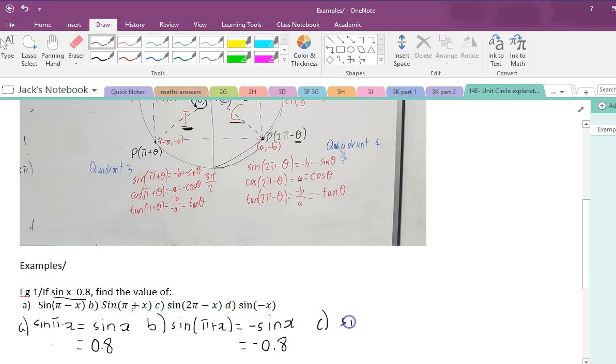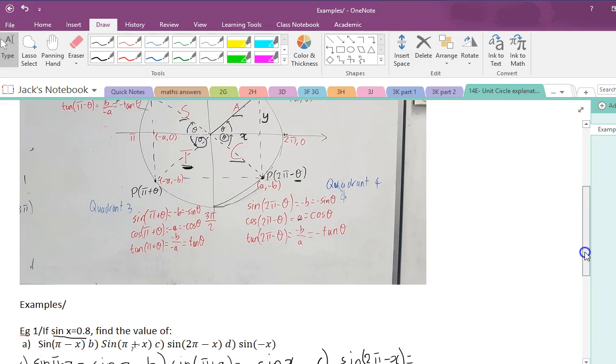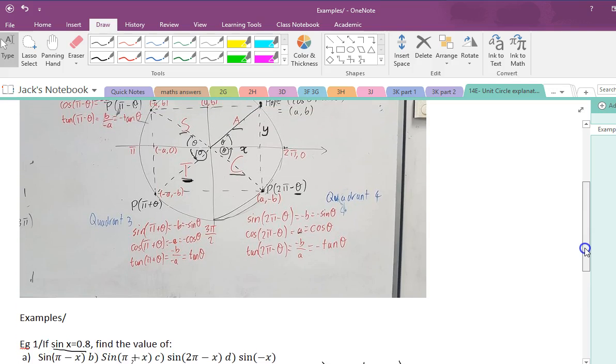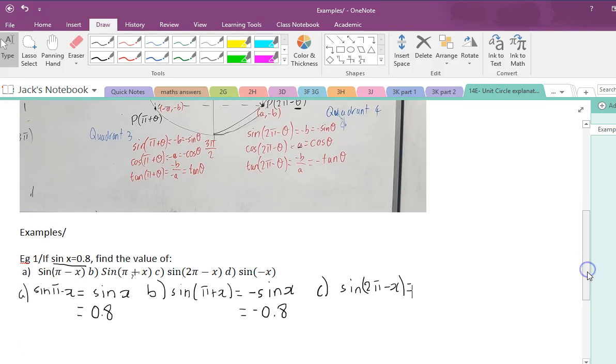C, sine of 2 pi minus x. And let's see, pause the video here and see if you can find what the answer would be here. So sine of 2 pi minus x, we know that this, going 2 pi, full revolution, then taking away the reference angle, is in the fourth quadrant. Now in the fourth quadrant, 2 pi minus theta is equal to negative sine theta. So using the reference angle again, the important part here is this second value is the reference angle. That's negative sine of x, which is equal to negative 0.8.